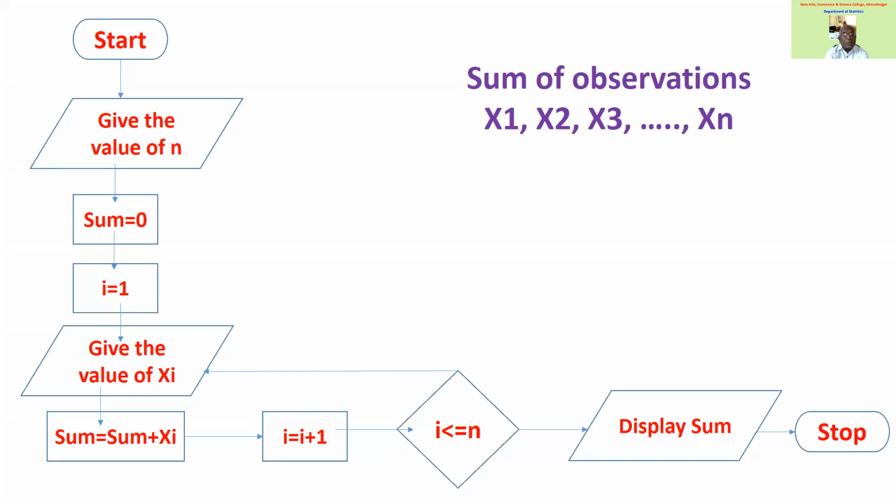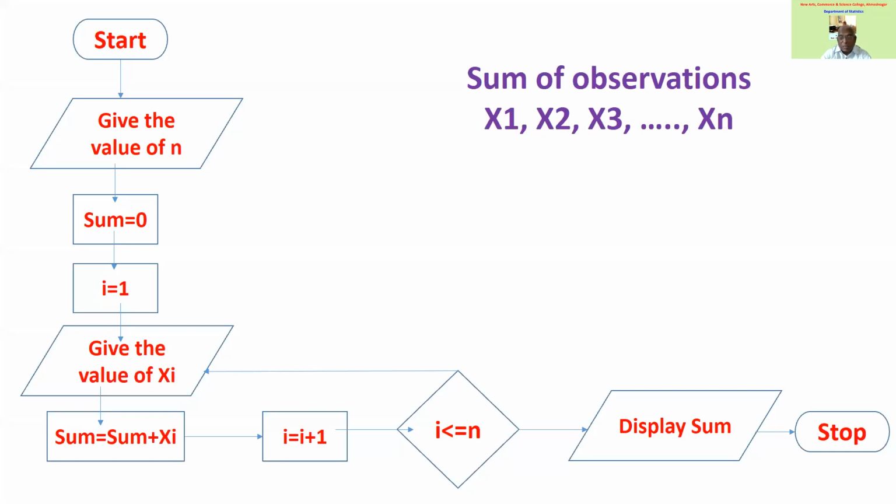So I have to check every time whether i is less than or equal to n. So it is a decision box. If i is less than or equal to n, I have to repeat the steps. If i is greater than n, I don't have to repeat the steps. So there is a decision, and that is why I am checking here whether i is less than or equal to n.